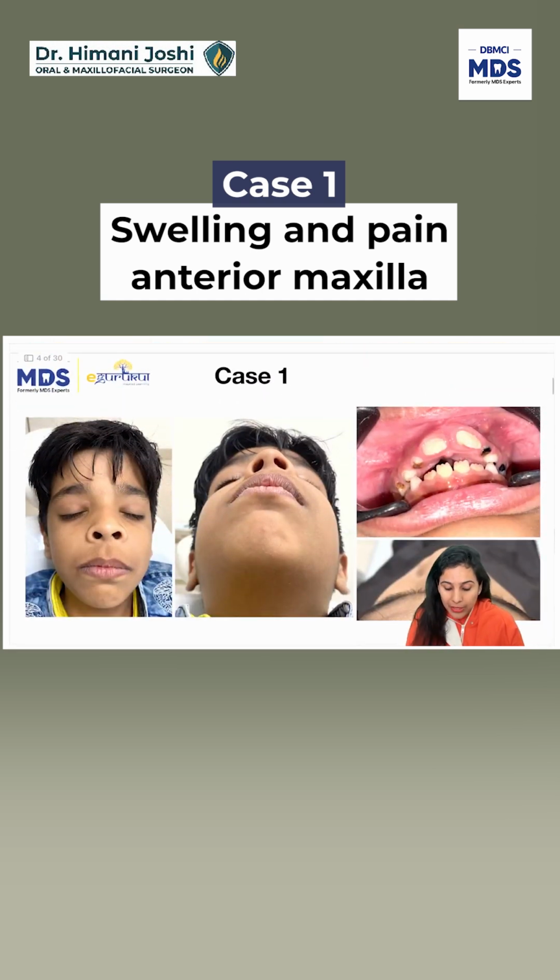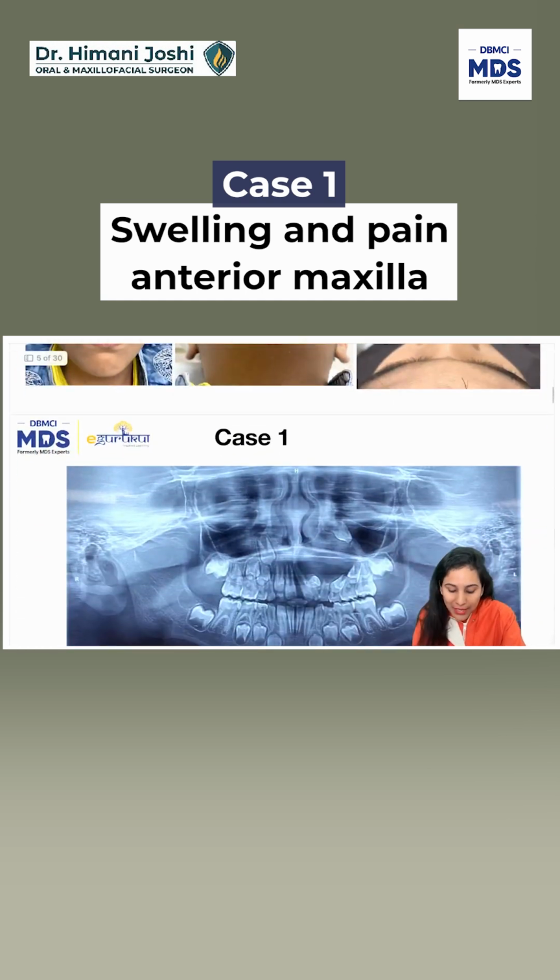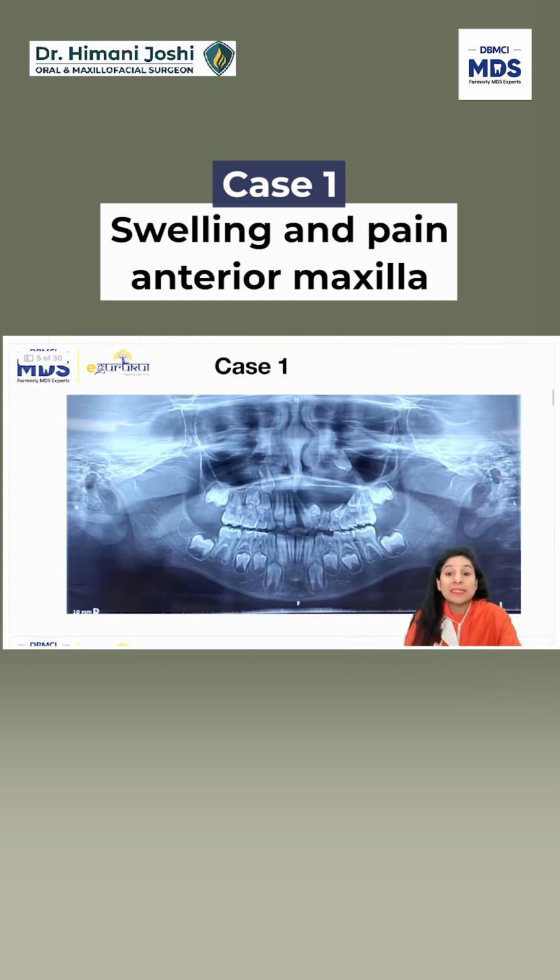Then intraorally, when I correlate that there is some swelling here in this region, how does it look intraorally? When I look intraorally, yes, there is some sort of an expansion of this region which doesn't look very normal or healthy to me. So I send the patient for an OPG. And what I see in the OPG is this.